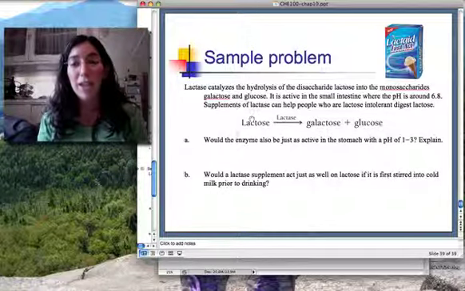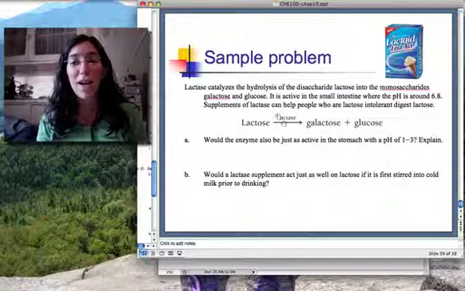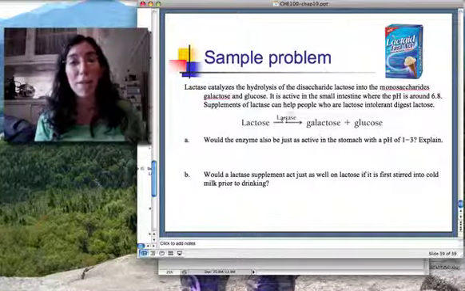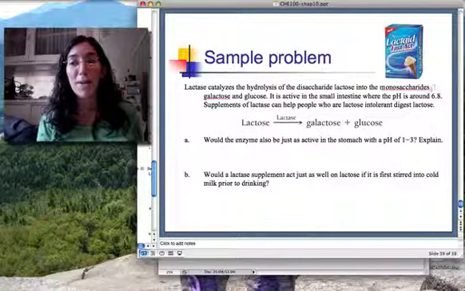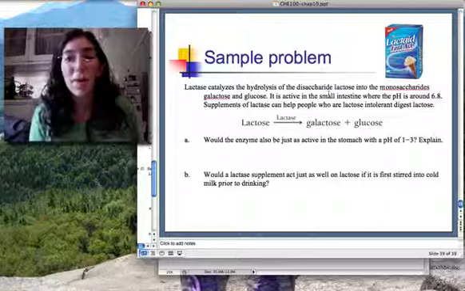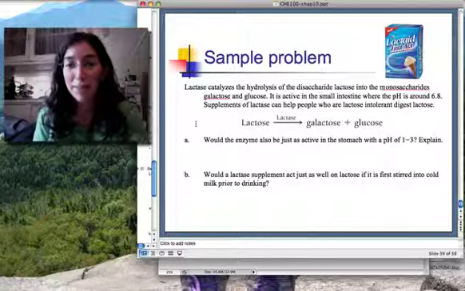Okay, so here's the reaction. Lactose, the disaccharide, gets broken down by lactase into galactose and glucose. The other facts we have in here is that this enzyme lactase is active optimally at a pH of 6.8 inside the small intestine at a temperature of what? 37 degrees Celsius, body temperature, okay?